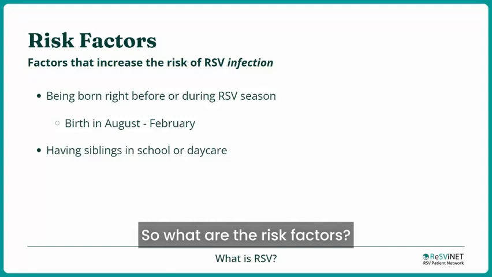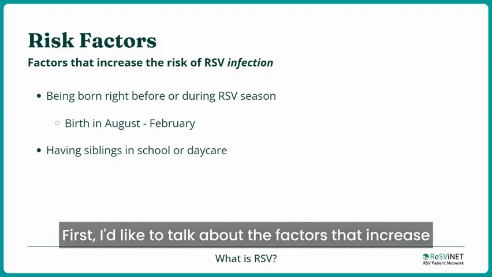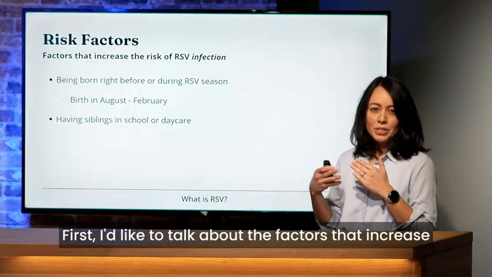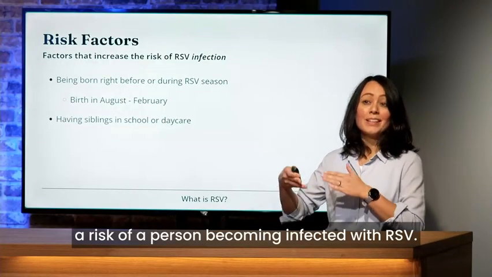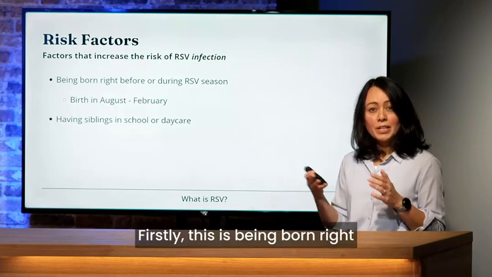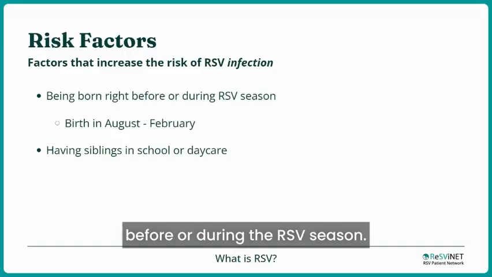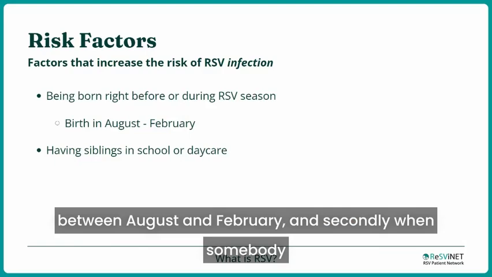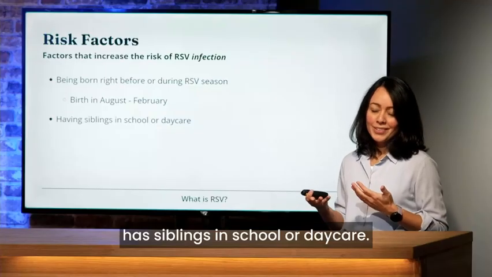So what are the risk factors? First, I'd like to talk about the factors that increase a risk of a person becoming infected with RSV. Firstly, this is being born right before or during the RSV season. So for instance, if a person is born between August and February. And secondly, when somebody has siblings in school or daycare.